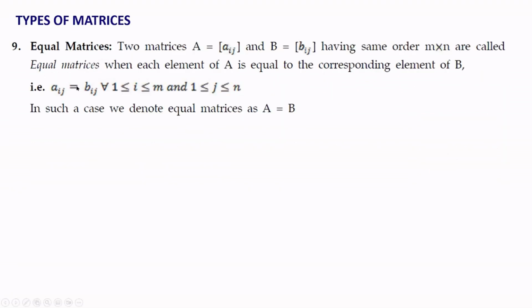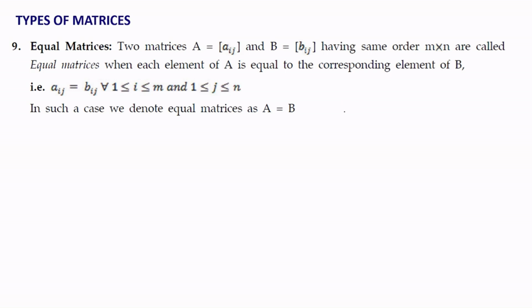And next we have equal matrices. We say two matrices A and B having the same order m by n are equal matrices if each element of A is equal to the corresponding element of B. That is, a_ij equals b_ij for all 1 less than or equal to i less than or equal to m and 1 less than or equal to j less than or equal to n. We denote the equal matrices as A equal to B.